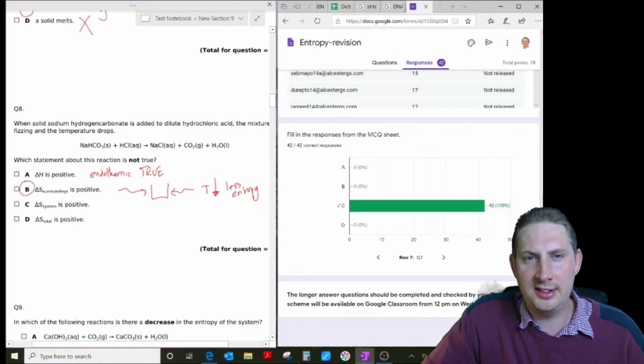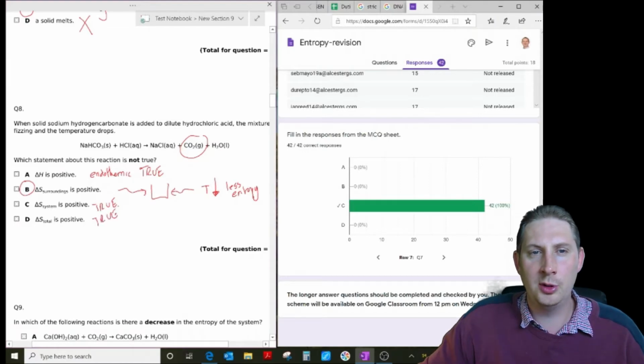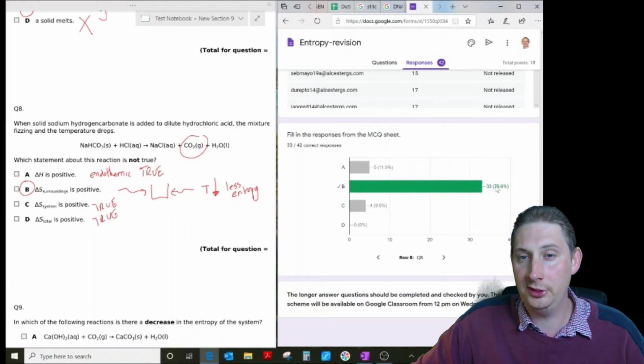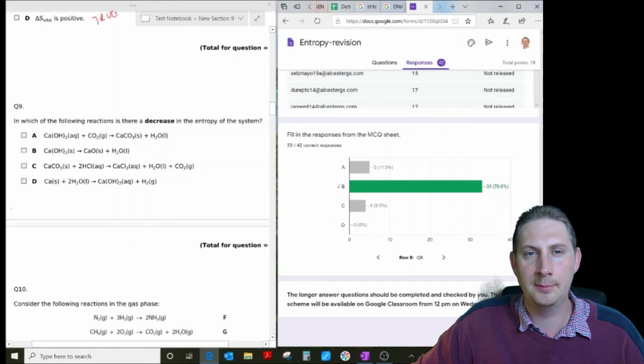The entropy change of the system is positive. Well, actually, we're generating a gas, so we know that that is true. And delta S total is positive. Well, it's spontaneous, so that must be true. So therefore, the one that's false is B. And under 80% of you here, but over 3/4 of you getting that right.